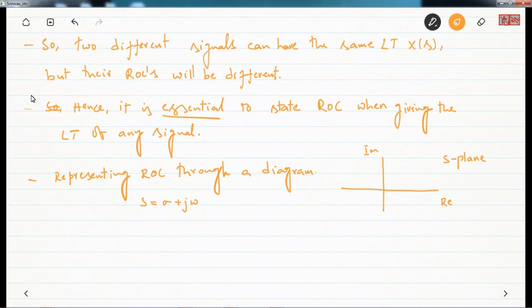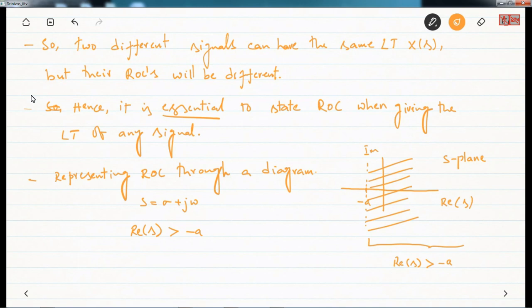So how do we represent real part of s greater than minus a on this? Let us say this is minus a, and then real part of s greater than minus a is all this region. Because this is the real part of s and this is the imaginary part of s, this is real part of s greater than minus a.